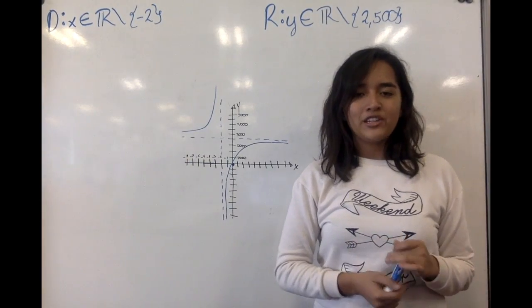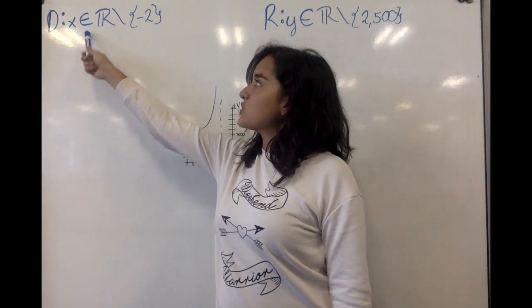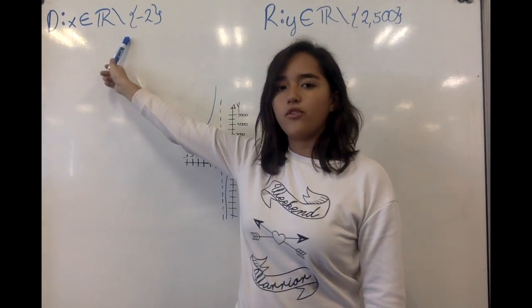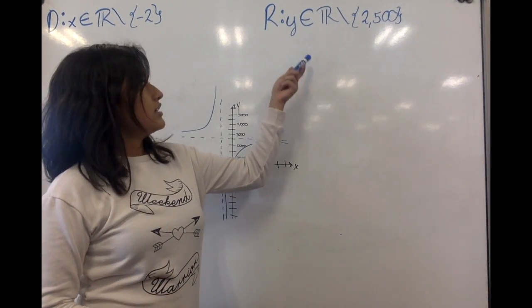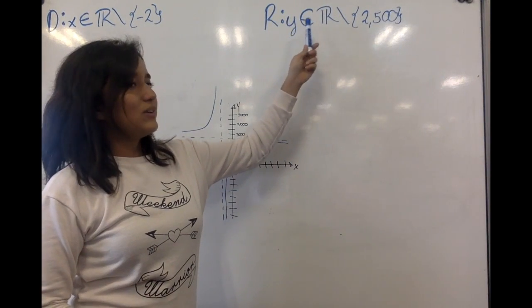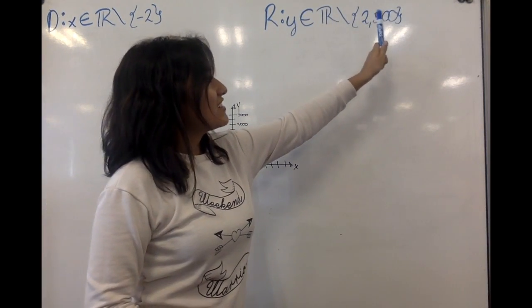The domain and the range are really easy. The domain is x belongs to all the real numbers except for minus 2, while the range is y belongs to all the real numbers except for 2500.